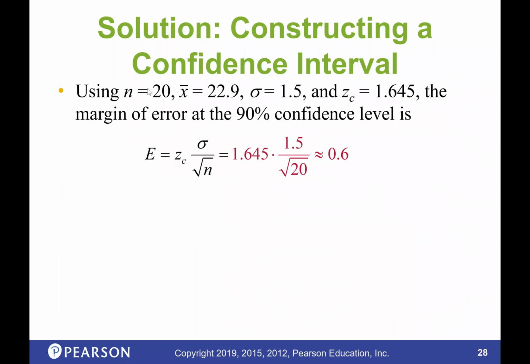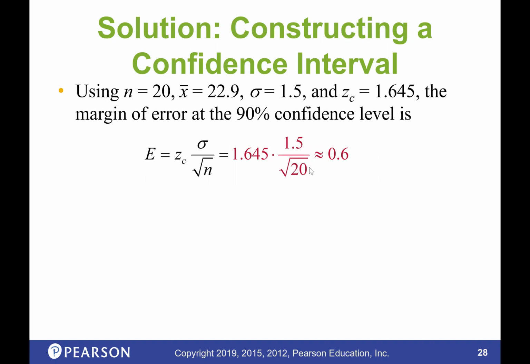So is n equal to 20? Is that right? Our x bar is 22.9. Standard deviation is 1.5. And our z-score at 90% is 1.645. Good. And now let's look at the tabulation data. Here it is. A margin of error for a 90% confidence interval is 1.645 times 1.5 over square root of 20.